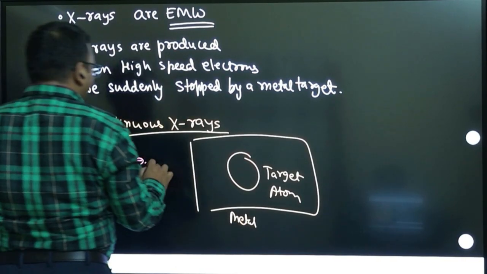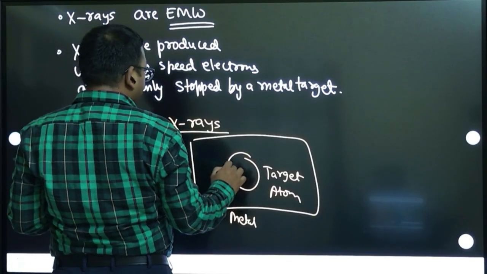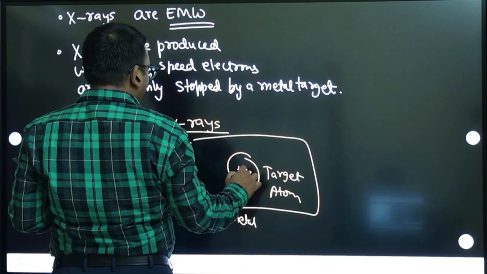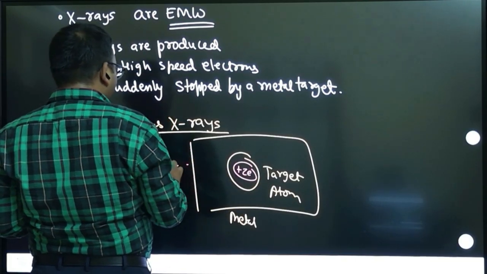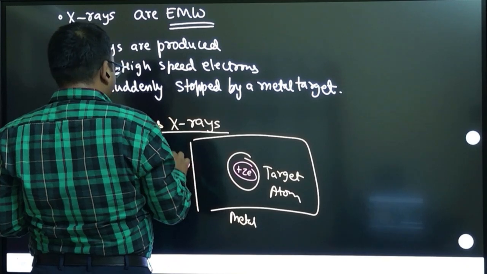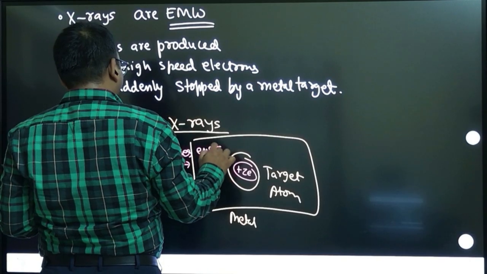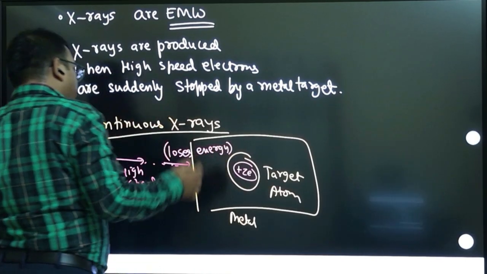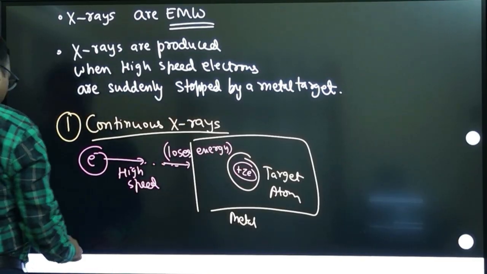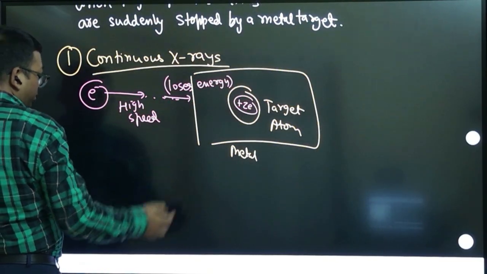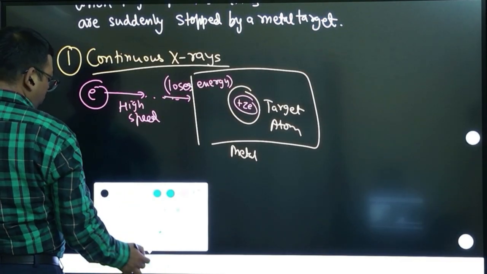As electrons are moving, gradually their speed will decrease because the nucleus will be there, and this nucleus will be repelling, so it will be losing energy. It loses energy because of repulsion. And because of this continuous loss of energy, it will be emitting photons continuously.